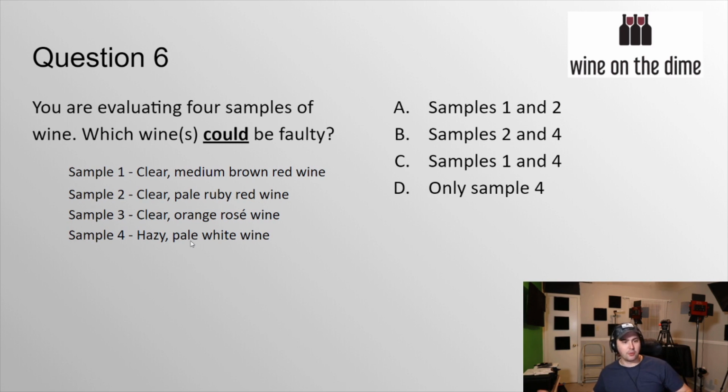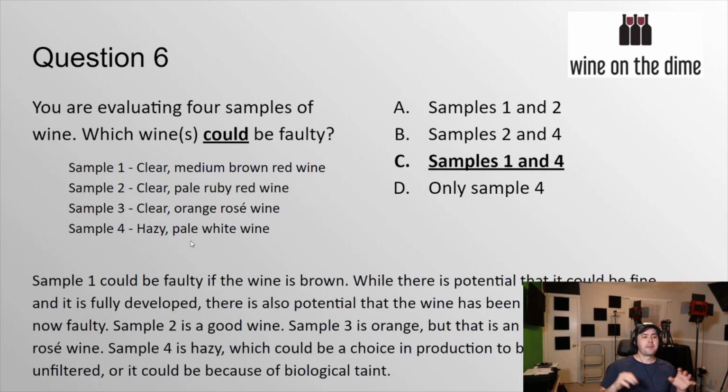You're done. Okay, cool. The answer to this question is C. So sample 1 could be faulty if the wine is brown, but the presence of the wine being brown doesn't necessarily mean it's faulty. You have to go through an evaluation of it, nose it. If it smells like it's too heavily oxidized or other things, then that's how you determine if it's faulty.